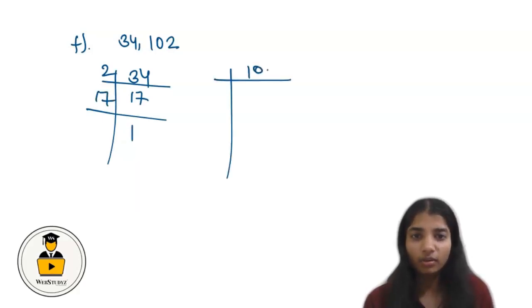Now 102. Again clearly visible that 102 is divisible by 2. So when we solve this, we get 51. Now 51 is divisible by 3. When we divide 51 by 3, we get 17. And 17 is divisible by 17, that is equal to 1.